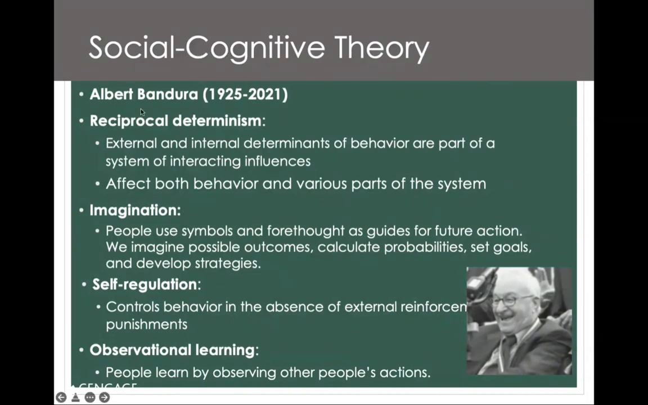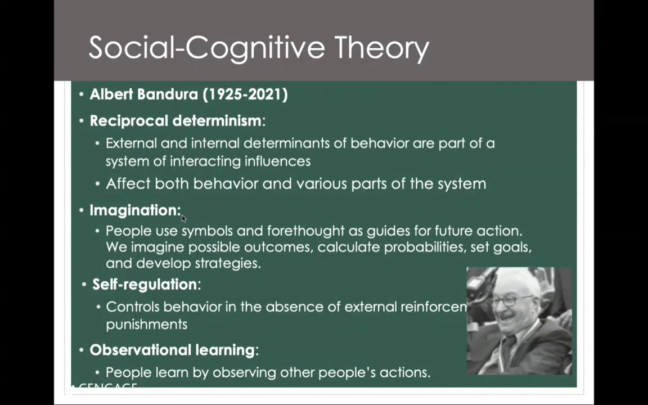His second feature identified in human beings was imagination. He said people use symbols and forethought as guides for future action. We imagine possible outcomes, calculate probabilities, set goals, and develop strategies. So there are all these symbols and forethought that people use to guide their future actions. It's not just what the environment says. It's not just what you think, feel, and believe, but also what you imagine.